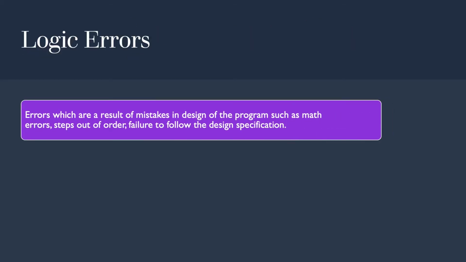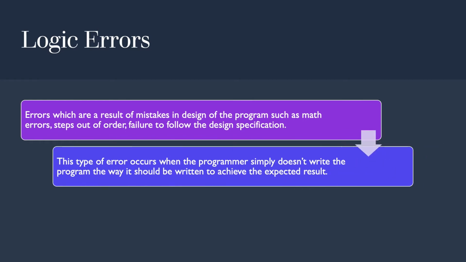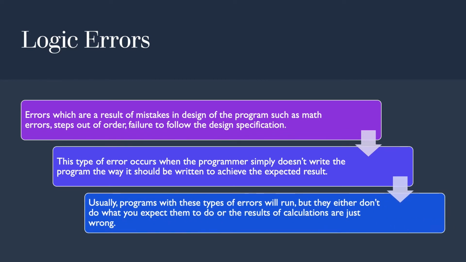The logic error, that's an error that's a result of a mistake in the design of the program, such as a math error, getting steps out of order, failure to follow design specification. This is caused when the programmer doesn't write the program the way it should be written to achieve the expected result. Usually programs with these types of errors will run, but they either don't do what you expect them to do, or the results of the calculations are just plain wrong.